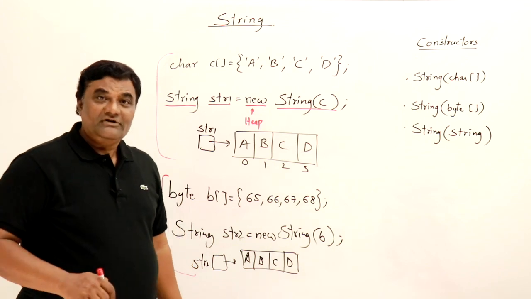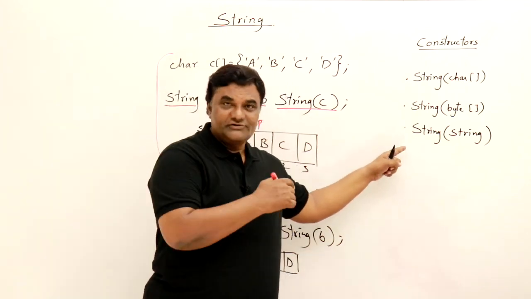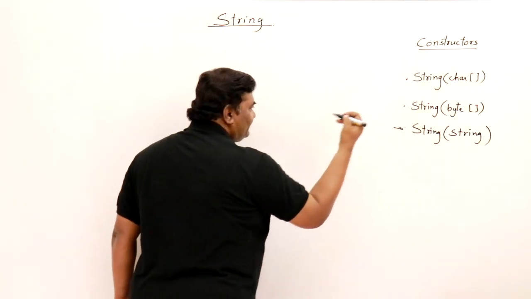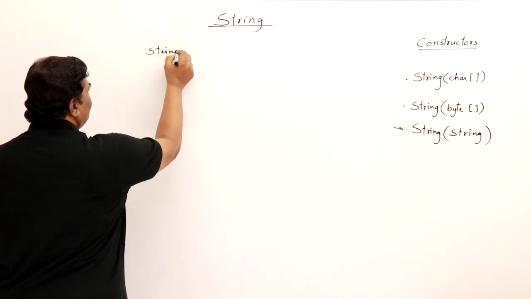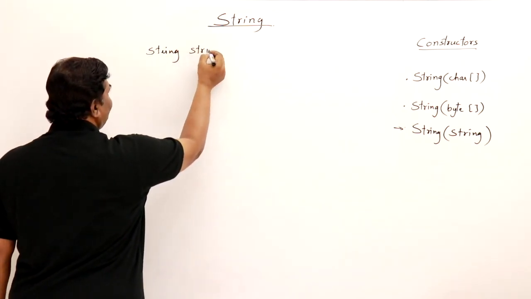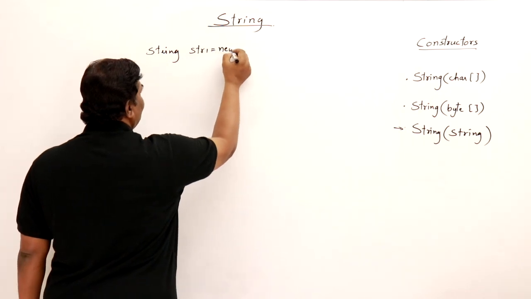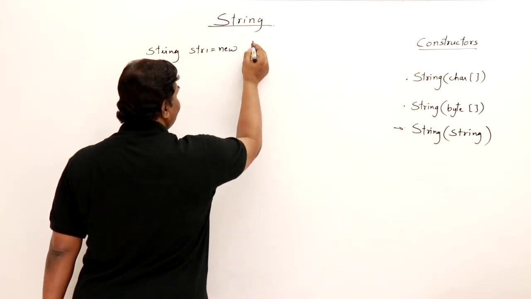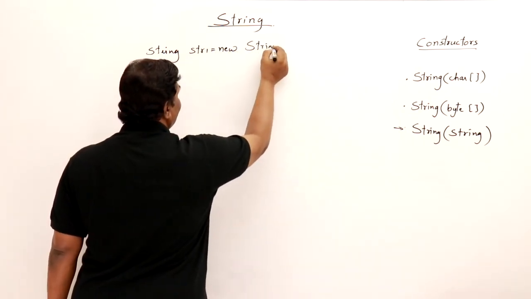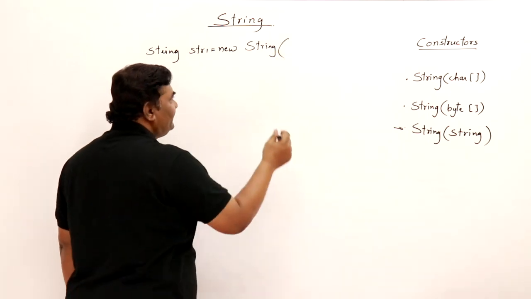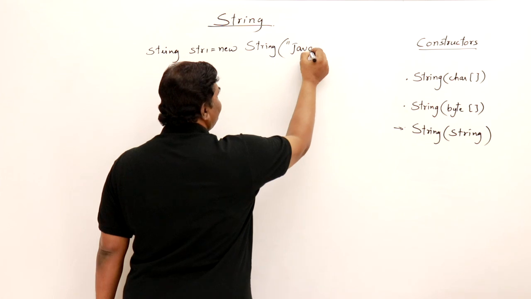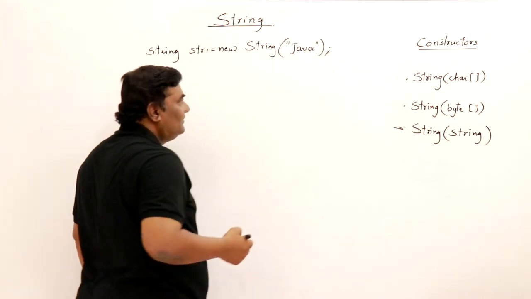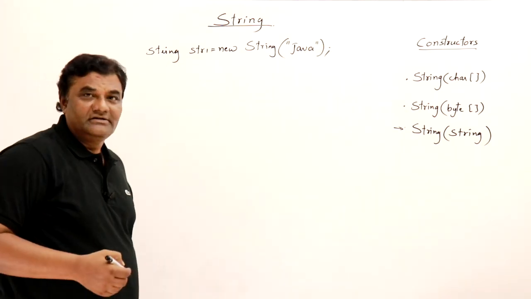Now one more method for creating a string. I will show you this method. Now this third method, this is interesting. Let us see. I will create a string. String str1, I will give the name, and new. The constructor is String, and it takes a string. So it means actually it takes a string literal. So I'll give the literal as Java. So this is one more method.